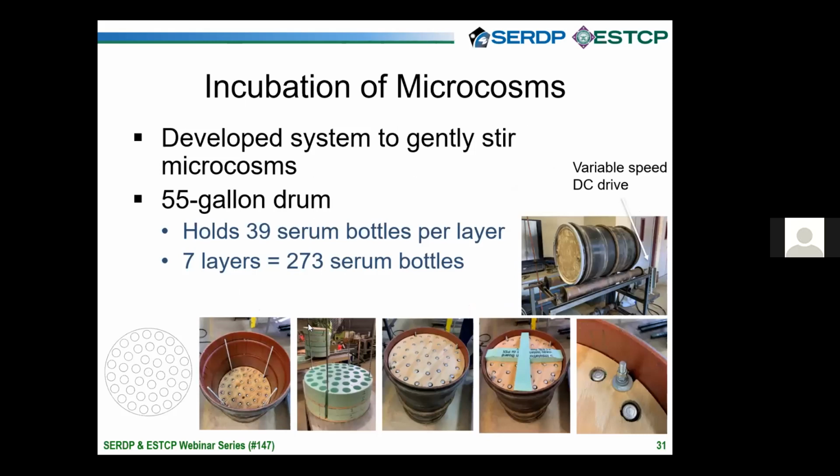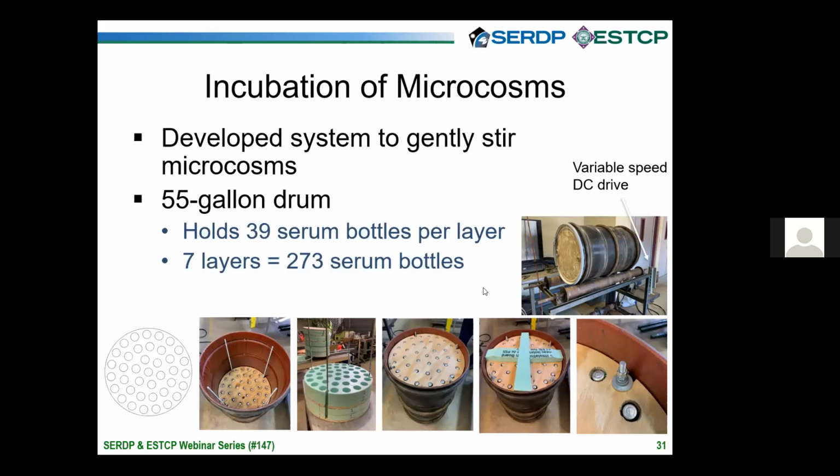Once we have the serum bottles assembled, they have to be incubated on a tumbler. We created our own tumbler using a 55-gallon drum, and in that we put 7 layers of serum bottles, and once it's all filled up, we lay it down on industrial rollers, which we can tumble at a low rate to keep things gently mixed. And then when it's time to sample, we open up the drum and take the bottles out and remove the 5 ml sample.